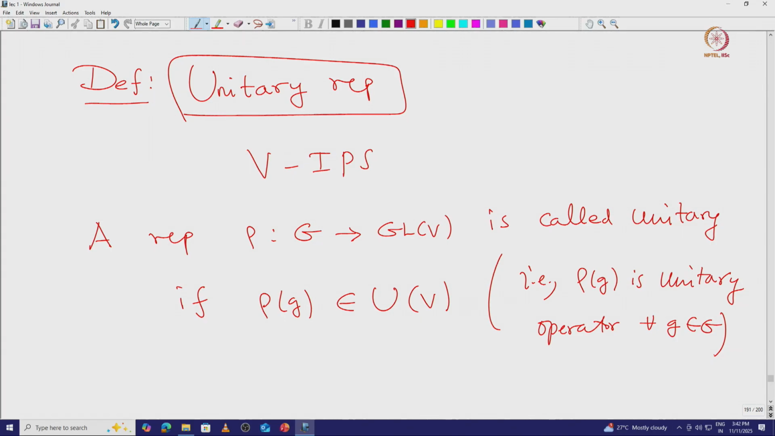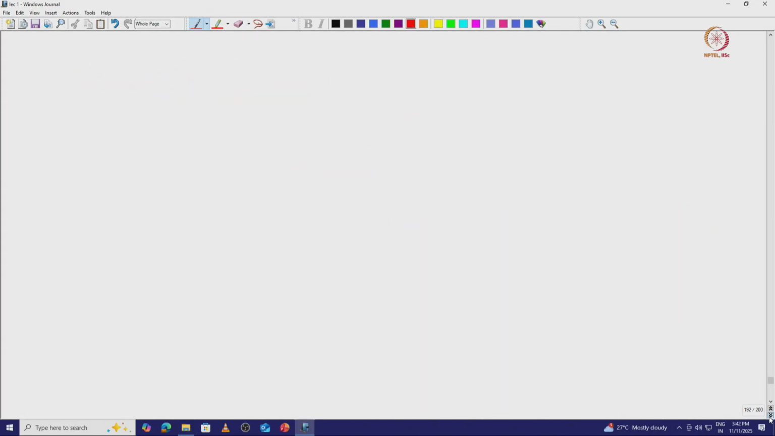So, in terms of the inner product, what does it mean? If we take the inner product of rho(g)v and rho(g)w, this inner product is going to be the same as the inner product of v and w. That means the operator rho(g) preserves the inner product that we have on the space V. This is true for all v, w in V.